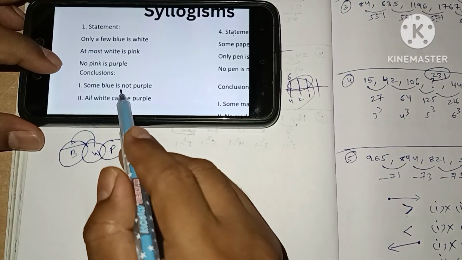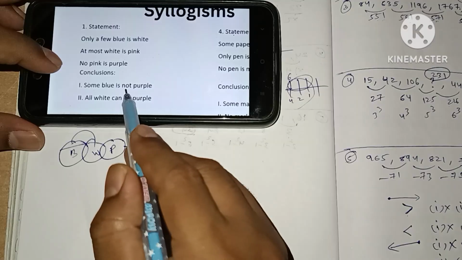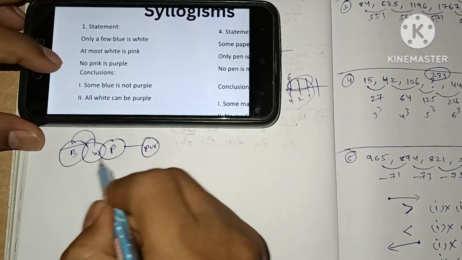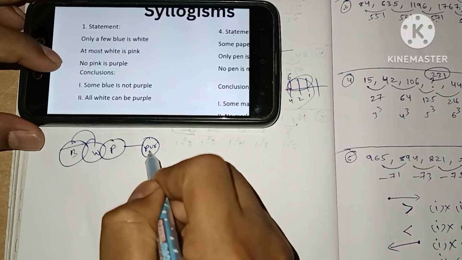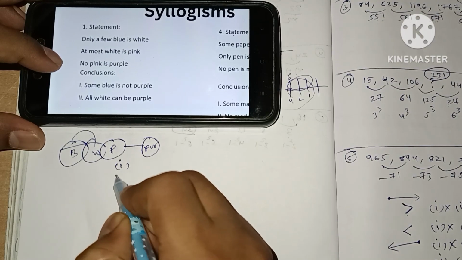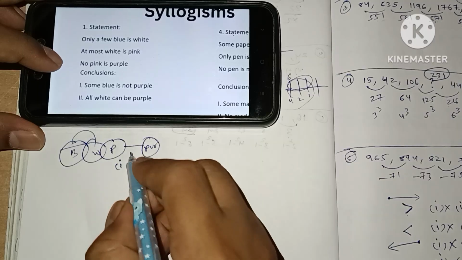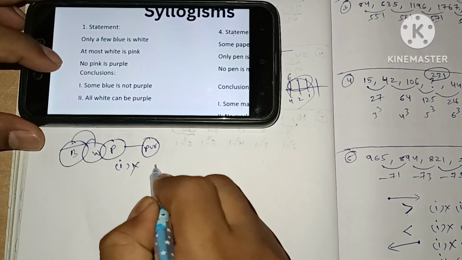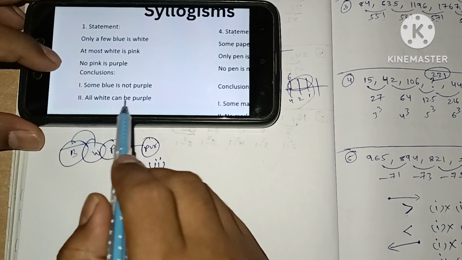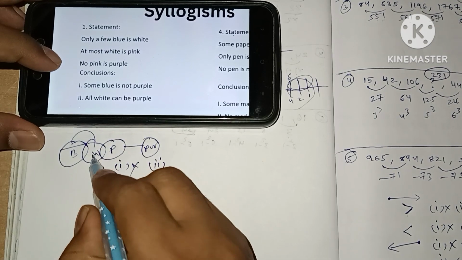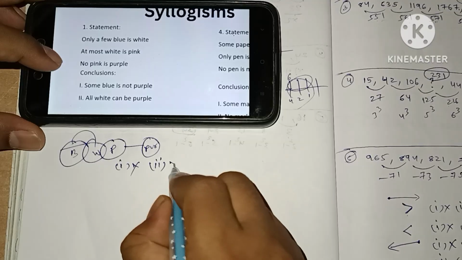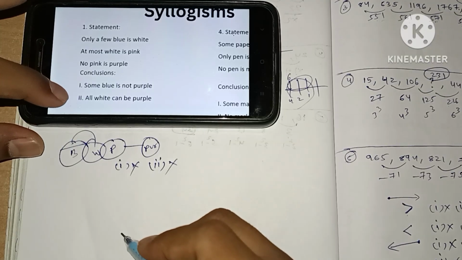We check all blue can be purple because of not here. All blue can be placed inside purple. Is it possible? Yes, we can place in a possible diagram. So if the all case is possible, the some-not case fails. Second conclusion, all white can be purple. All white can be placed inside purple. No, it is not possible. So second conclusion is also false.